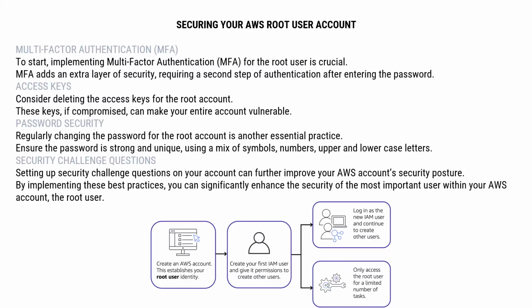Next, consider deleting the access keys for the root account. These keys, if compromised, can make your entire account vulnerable. Regularly changing the password for the root account is another essential practice. Ensure the password is strong and unique, using a mix of symbols, numbers, upper and lowercase letters. Lastly, setting up security challenge questions on your account can further improve your AWS account security posture.